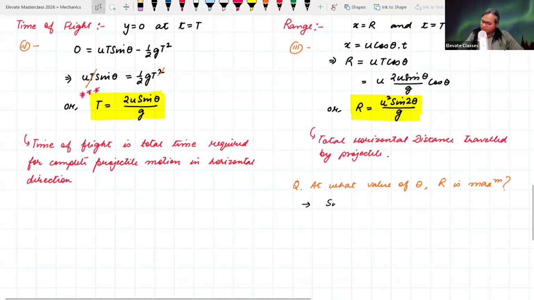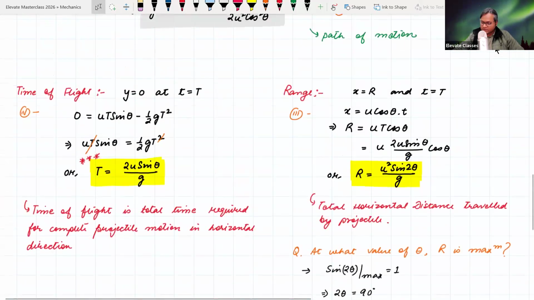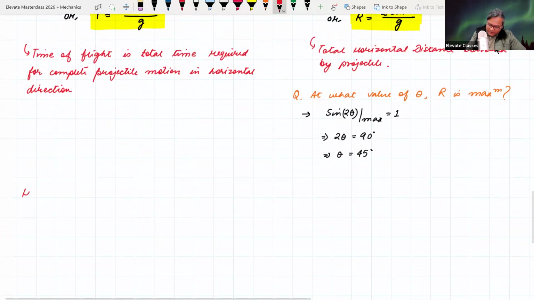Yes. So the maximum value of sin 2 theta is always equal to 1. So that means 2 theta is equal to 90 degrees, or theta is equal to 45 degrees. That's why if you want to send a projectile to the furthest possible distance with a given amount of speed, then you should throw it at an angle of 45 degrees. And here we have again height. So height, y is equal to capital H.